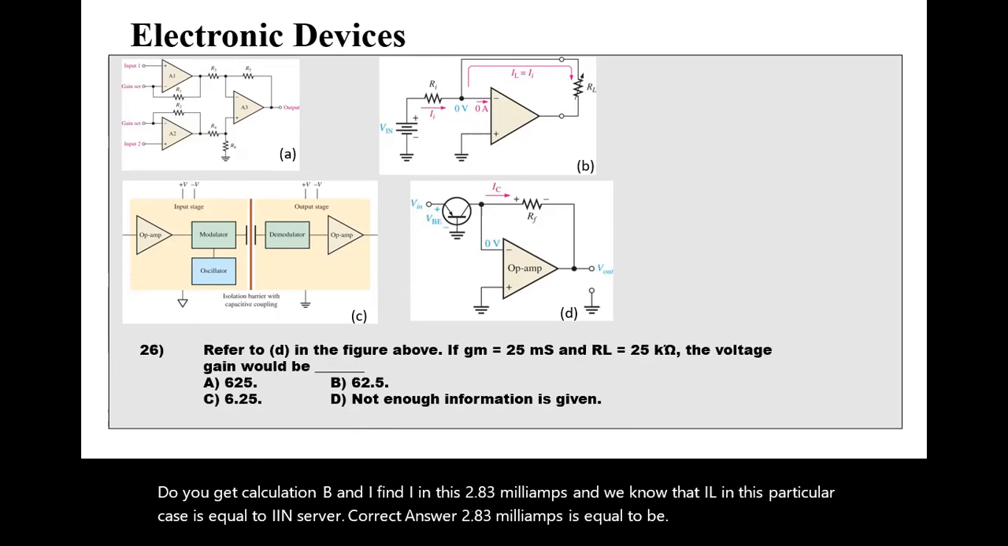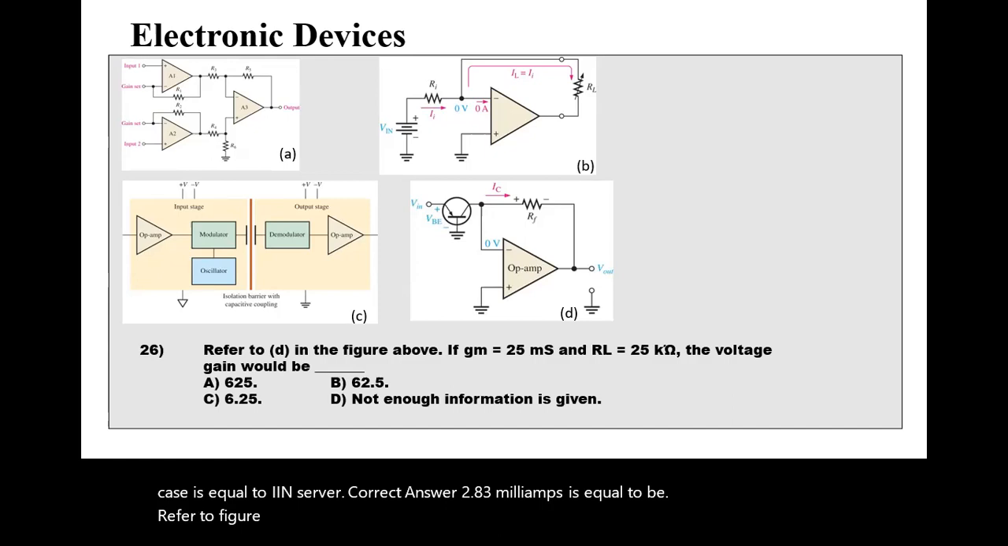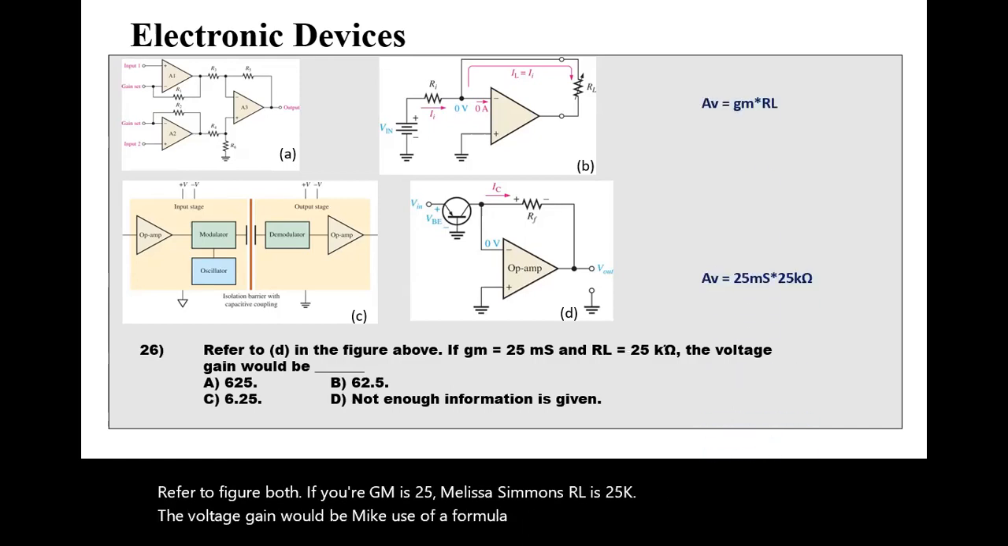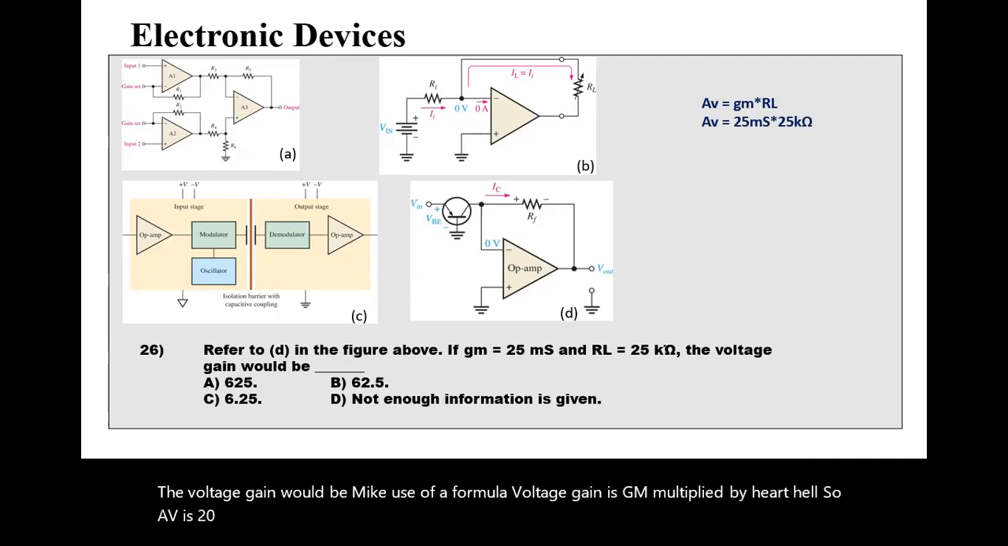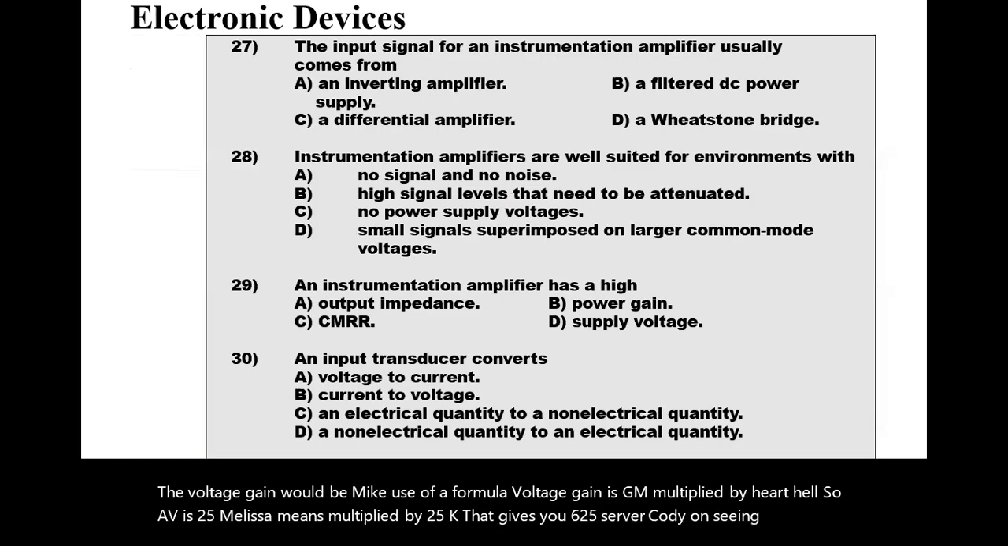Refer to the figure above. If your GM is 25 millisiemens, RL is 25 kilo ohm, the voltage gain would be, make use of a formula, voltage gain is GM multiplied by RL. So AV is 25 millisiemens multiplied by 25K. That gives you 625. So the correct answer in this case is A.